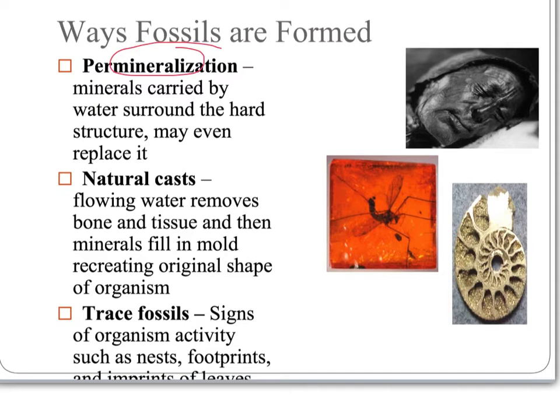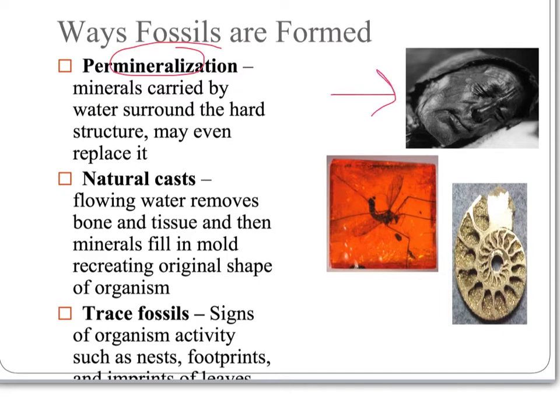Now next step would be a natural cast. Natural cast. So flowing water removes bone and tissue. The minerals fill in and mold to the original shape. So you can see here, this is an example.